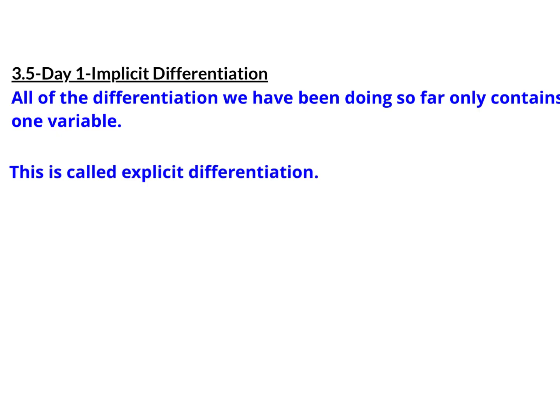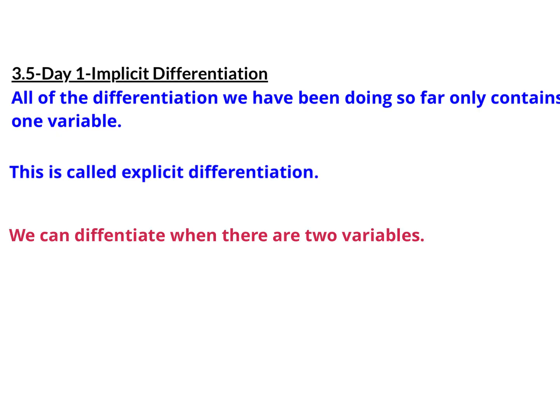And so what happens when we have more than one variable? How do you differentiate? Well, we're going to learn about that today. We can differentiate when there are 2 variables. We can differentiate when there's 3 variables, 4 variables, whatever. It's called implicit differentiation when we have multiple variables.